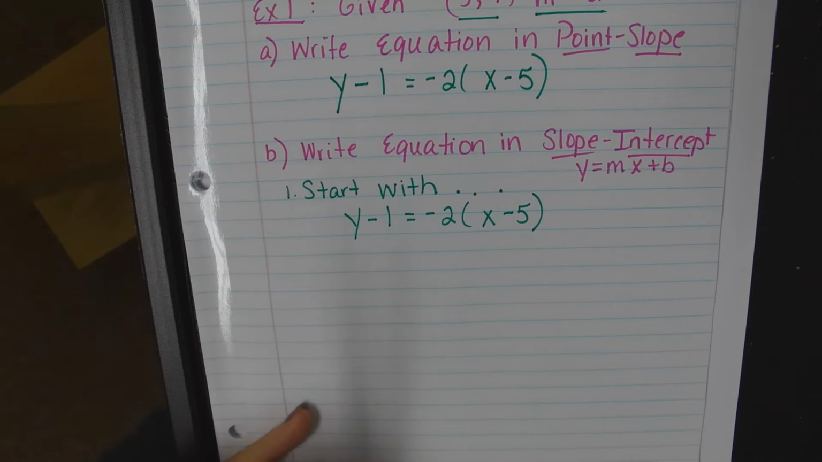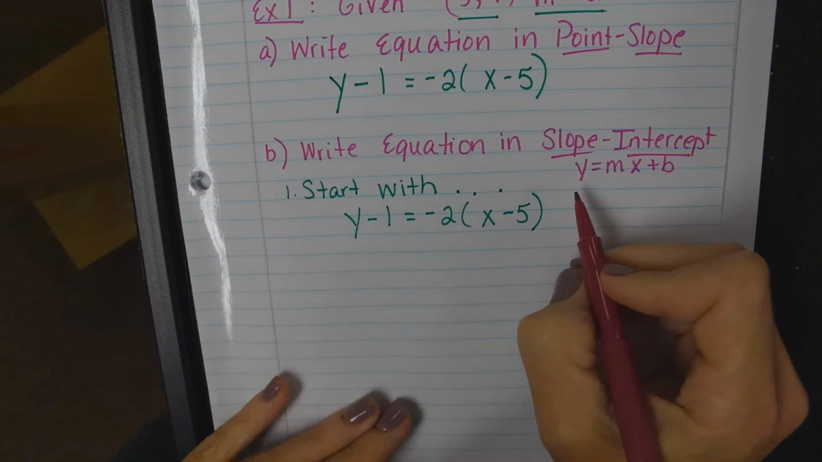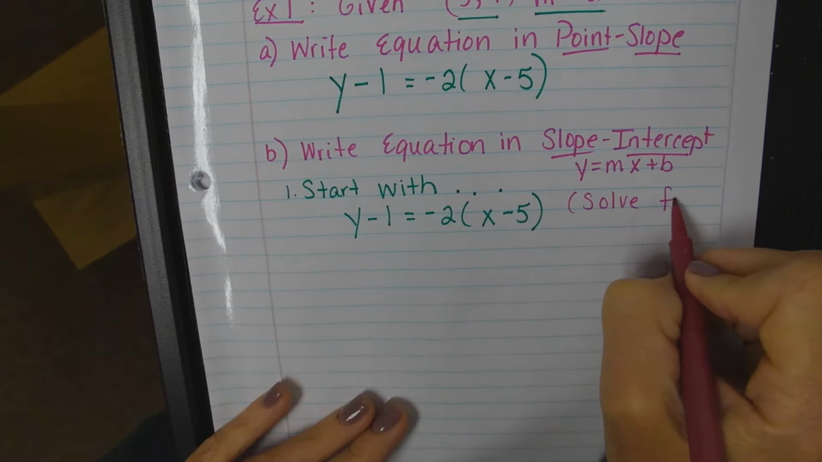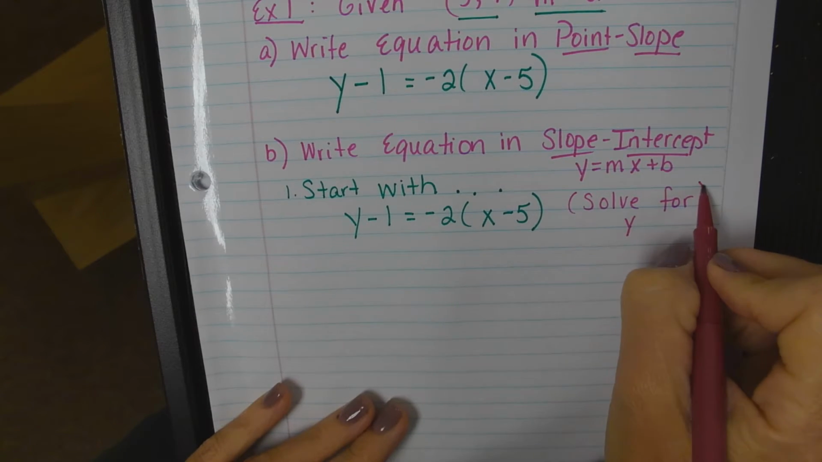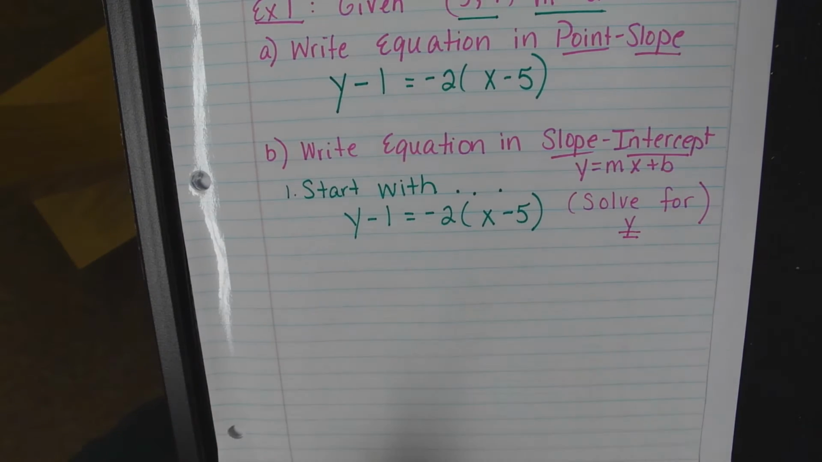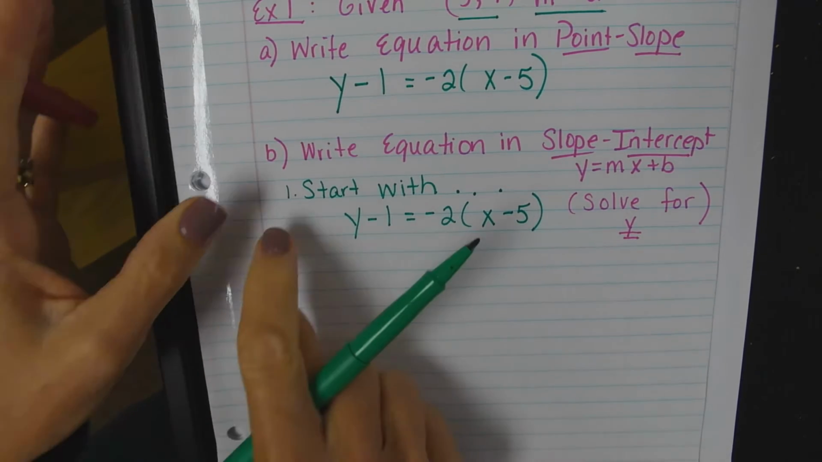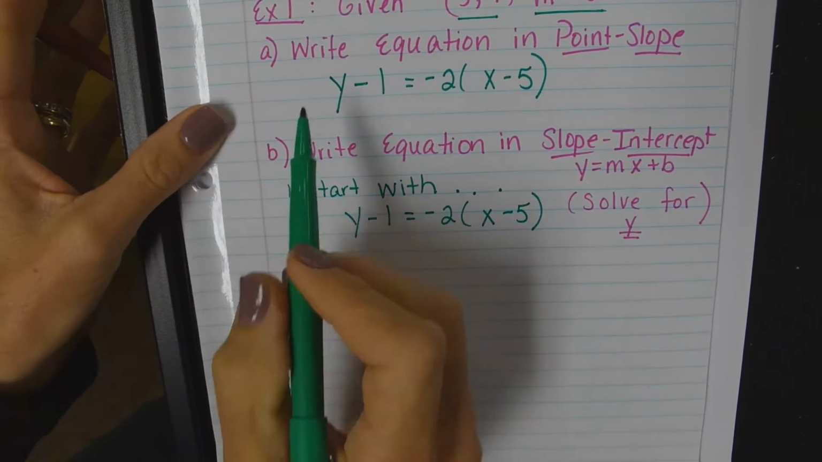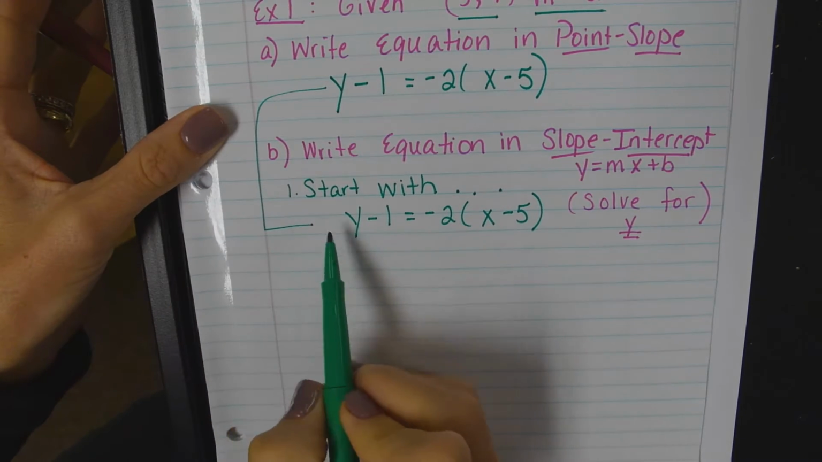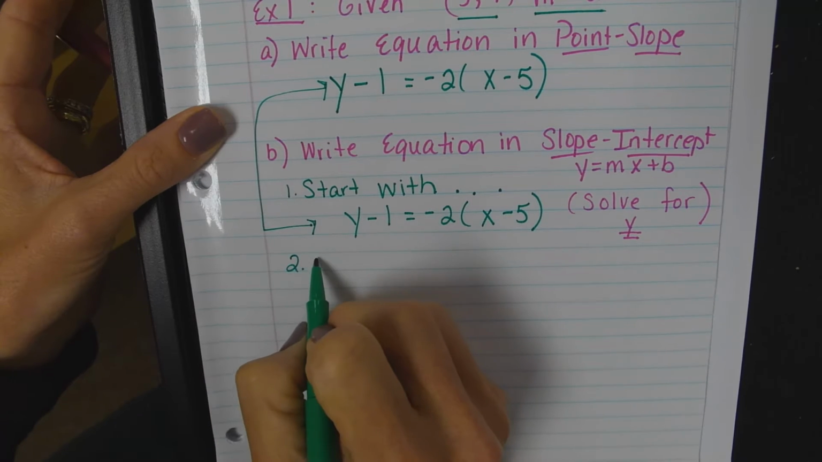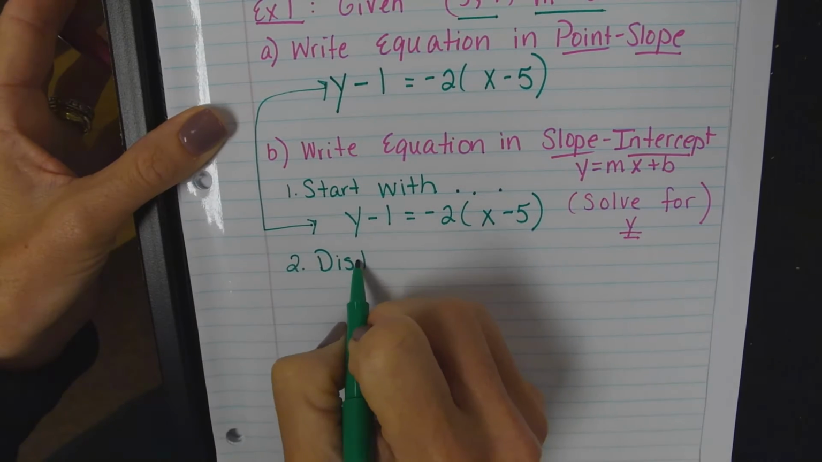Okay, last section in chapter 1. We did a little in chapter 2, okay, and in chapter 3. So we need to solve for y. All right, I'm going to give you this in 2 steps. Number 1, I say start with this equation, which is right here. Okay. Number 2, distribute.